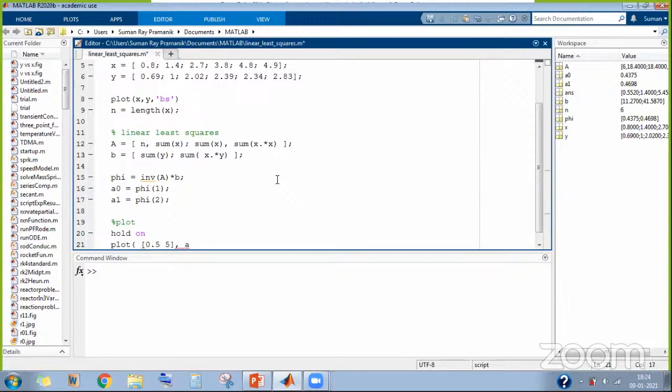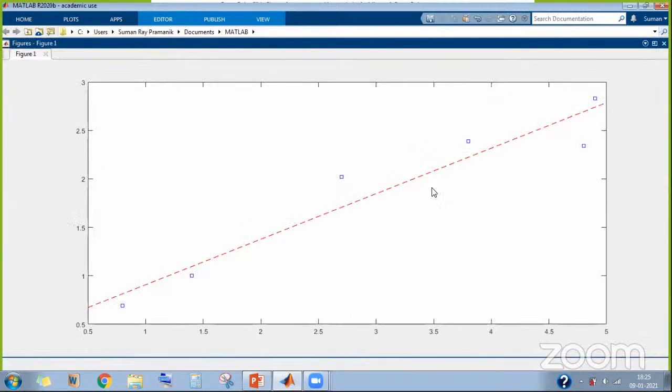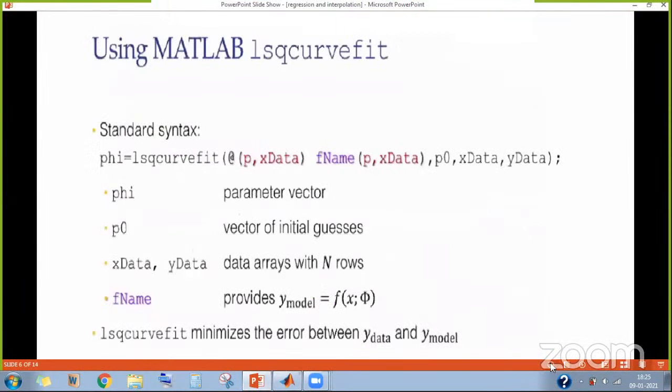So next will be A0 plus A1 multiplied by 0.5 and 5. And let us give it as dotted lines, dotted lines with a red color. Okay, so let's save it and run this. So you see this. This is the best fitted line that we can get using linear least squares. Okay. So this was a numerical method.